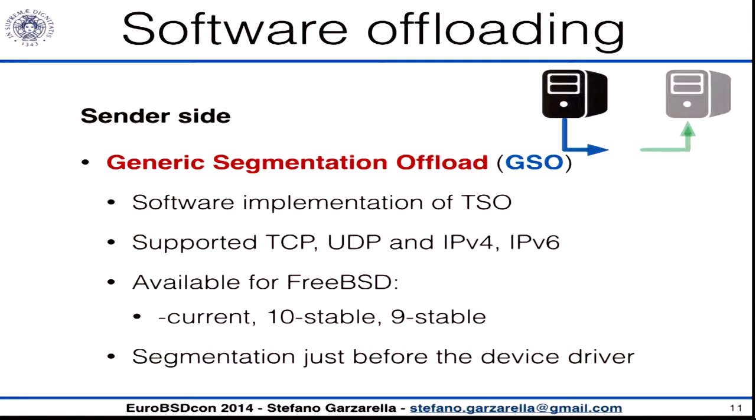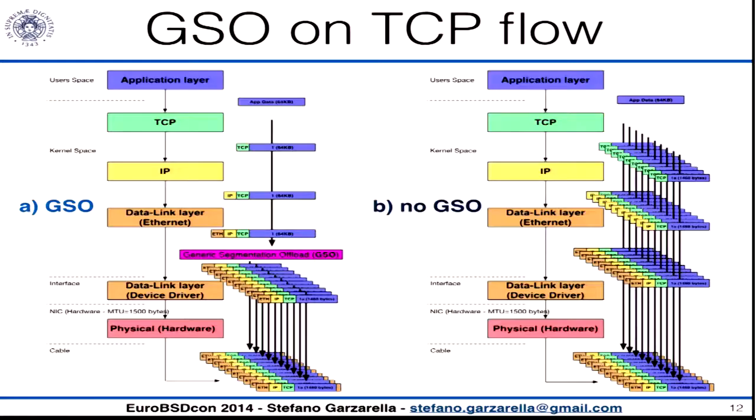Now I will introduce a software mechanism that we have developed for the sender side. It's called GSO, generic segmentation offload. Basically, it's the software implementation of the TSO, but it supports not only TCP, but also UDP on IP version 4 and version 6. The GSO is available for FreeBSD current, 10 stable, and 9 stable. To avoid changing every device driver, we added the segmentation just before the device driver. We can see it in the next slide.